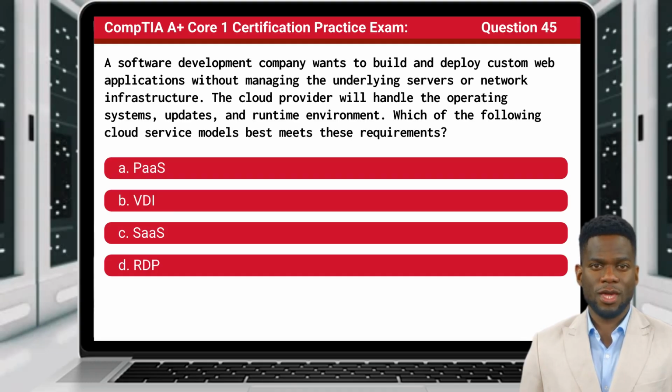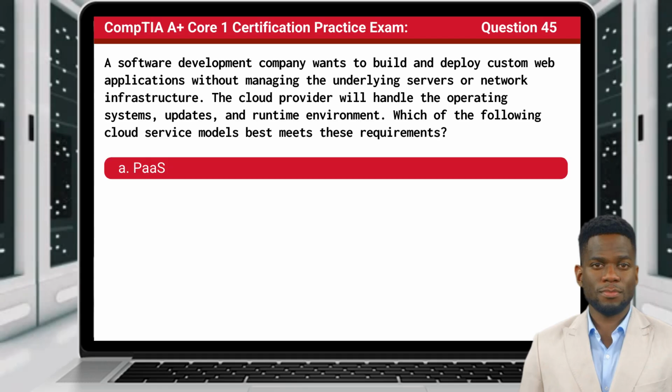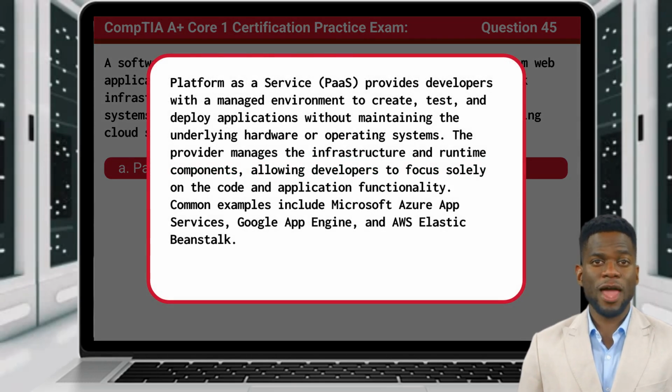The answer is A. PaaS. Platform as a service, or PaaS, provides developers with a managed environment to create, test, and deploy applications without maintaining the underlying hardware or operating systems. The provider manages the infrastructure and runtime components, allowing developers to focus solely on the code and application functionality. Common examples include Microsoft Azure App Services, Google App Engine, and AWS Elastic Beanstalk.